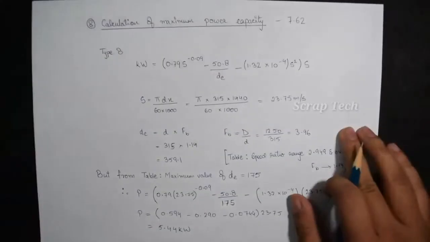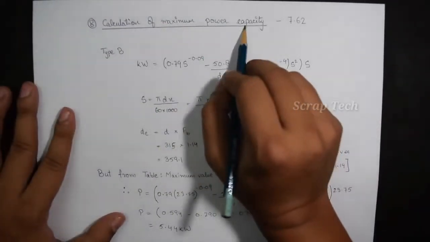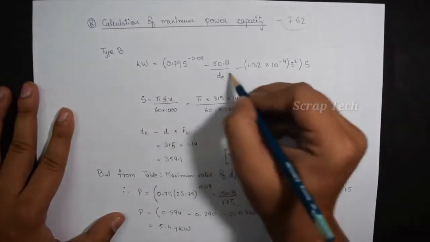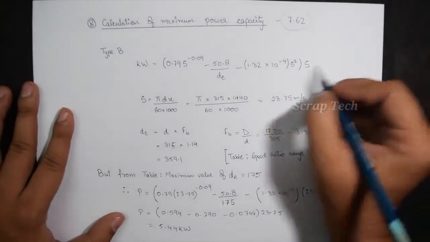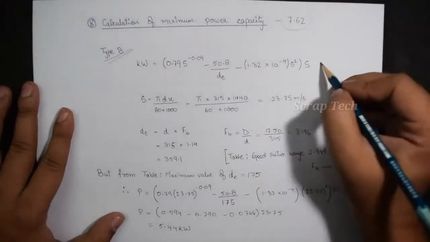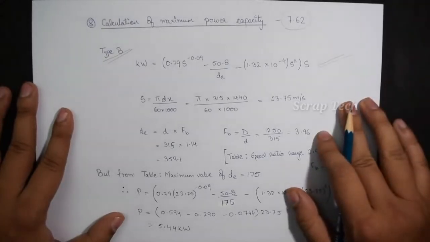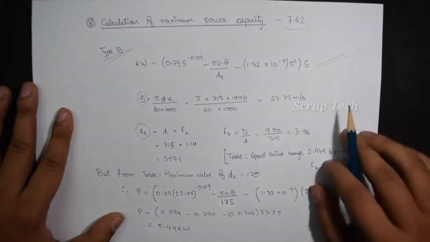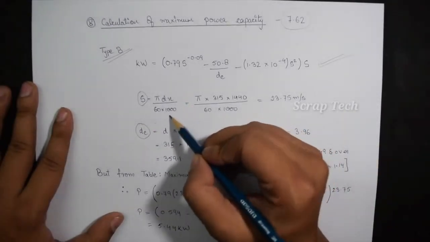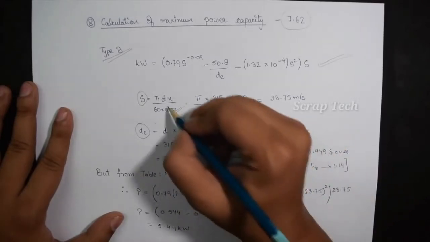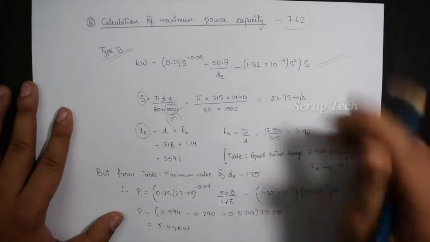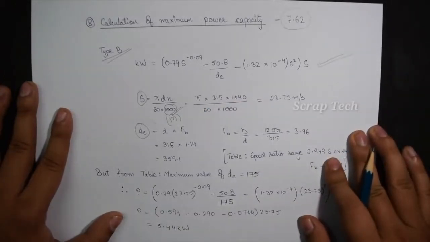Continuing on with the procedure, step 8 states that calculation of maximum power capacity given on page 7.62. Now we see that the belt cross section which we chose was type B. So the complete formula is given over here. In this formula, two of the things are unknown, which is S and DE. The formula to calculate S is pi d divided by 60 into 1000. We divided the complete equation by 1000 because we needed to convert d, which was in mm, to meters. So the value of S comes out to be 23.75 meter per second.